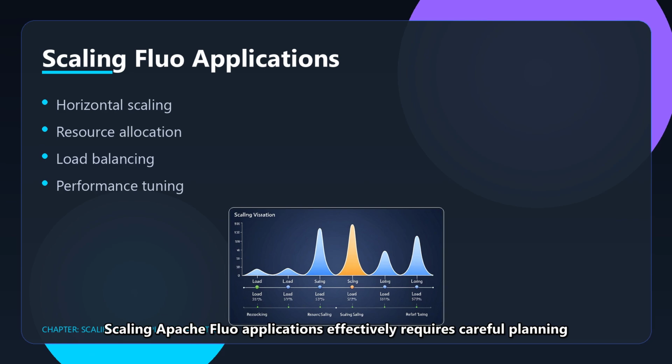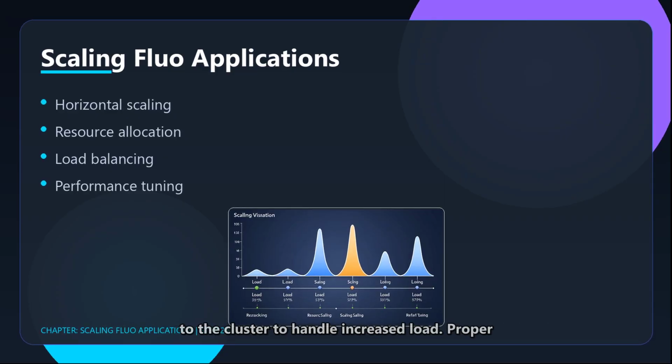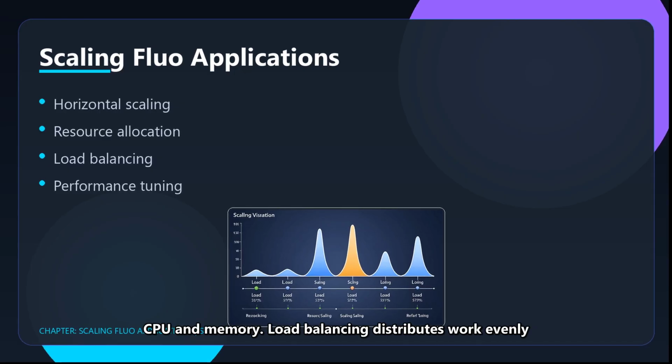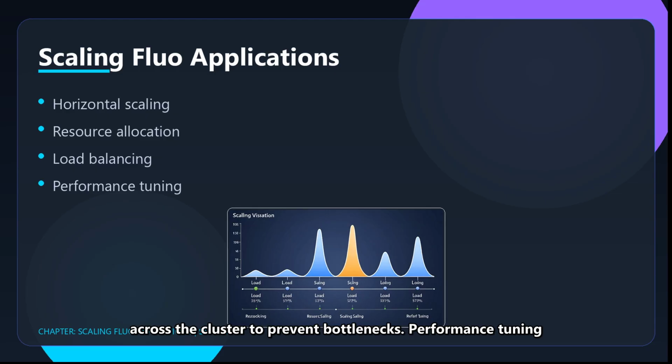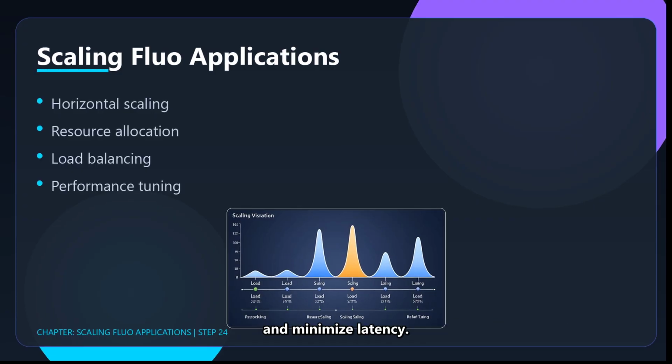Scaling Apache Fluo applications effectively requires careful planning and monitoring. Horizontal scaling involves adding more nodes to the cluster to handle increased load. Proper resource allocation ensures that each observer has sufficient CPU and memory. Load balancing distributes work evenly across the cluster to prevent bottlenecks. Performance tuning involves optimizing configurations and code to maximize throughput and minimize latency.